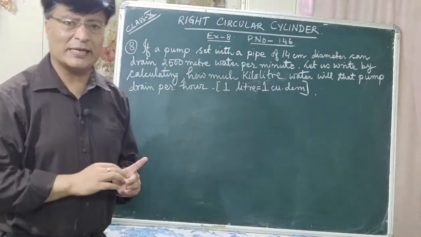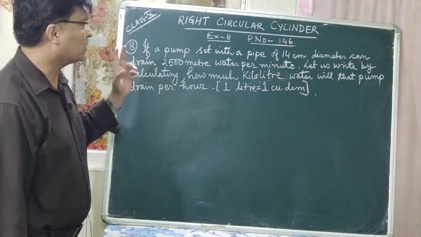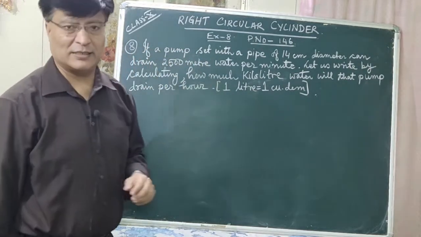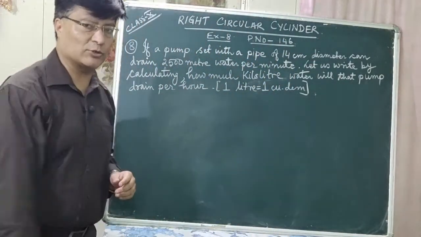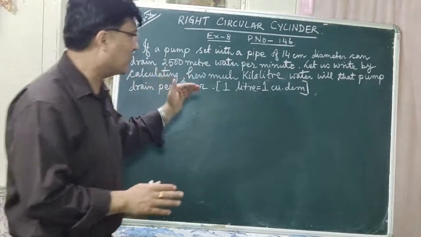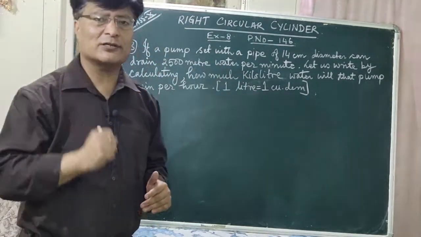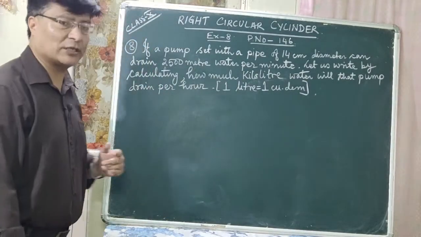So first we find the volume of water that the pump can drain per minute. Then from that we find how many kiloliters of water the pump can drain in 1 hour. Okay? So let's do this question now.